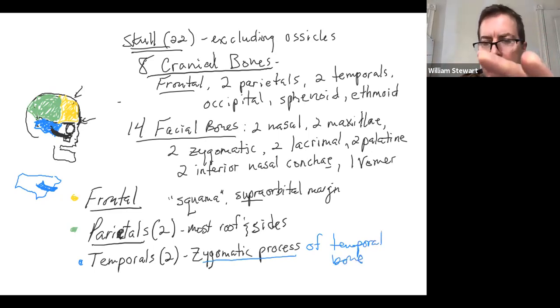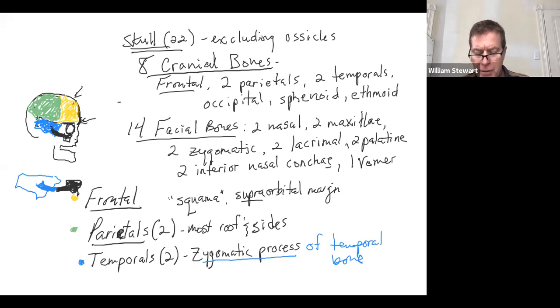This is confusing, I get it. It's just language though, just listen slowly. So the zygomatic process of the temporal bone sticks out, and it's going to meet the temporal process of the zygomatic bone of the cheekbone to make the zygomatic arch. All right, so that's something I want you to know.